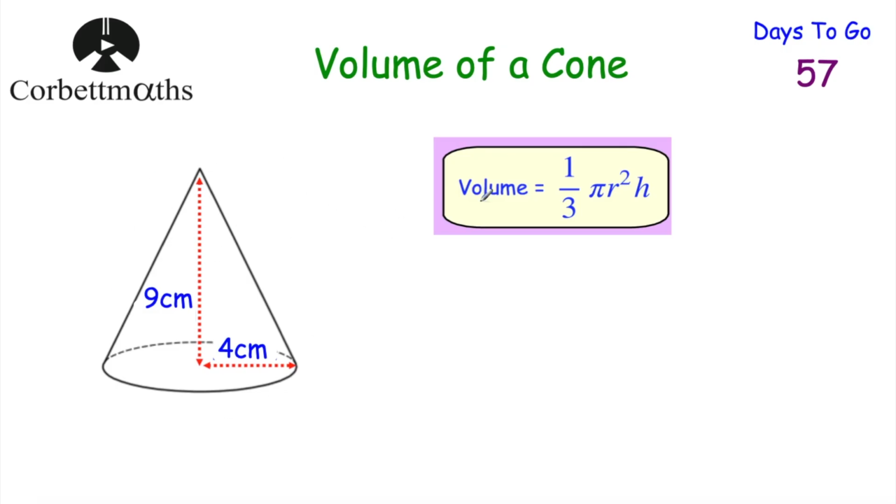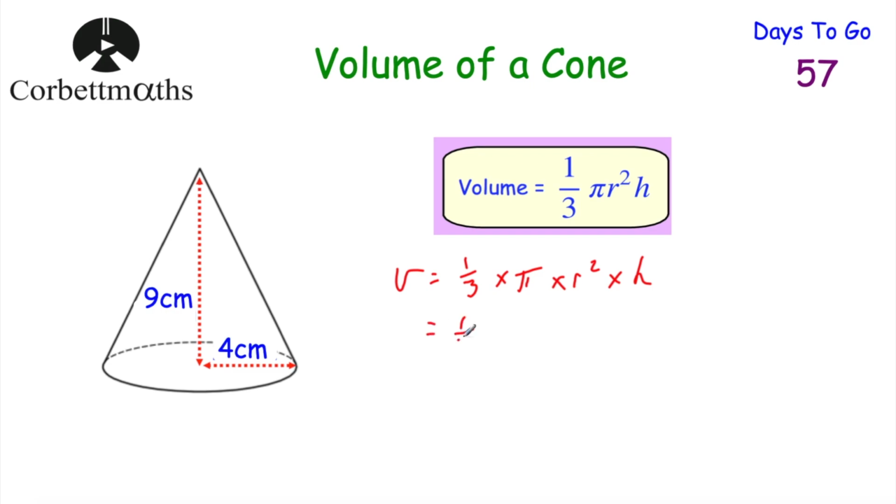So here we've got a cone, and we're going to find the volume of it using a calculator to begin with. If I was to use a calculator to find the volume of this cone, I'll just write down the formula. The volume is equal to a third times pi times the radius squared times the height. I would substitute in the values. The radius of the base of the cone is 4 and the height of the cone is 9. So let's substitute those in.